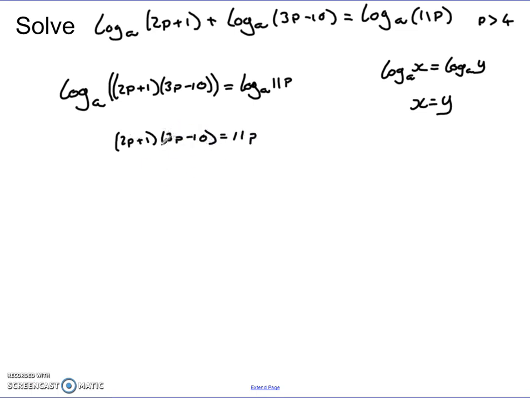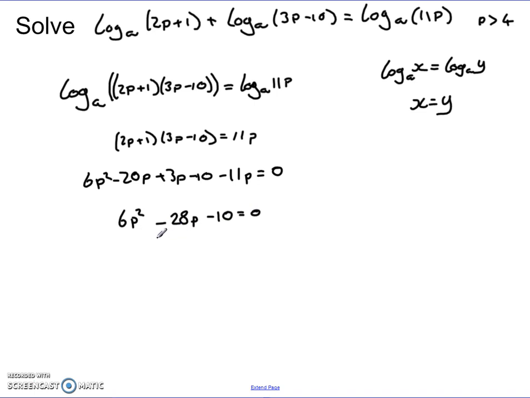Well, this is going to multiply out to give me a quadratic, so let's do that. So I get 6p squared, take away 20p, plus 3p, minus 10. I'm going to take the 11p over, take away 11p, it's going to equal 0. What I can then do is simplify that down. I get 6p squared, take away 28p, minus 10, equals 0. Now to solve a quadratic, factorise it, and then get our set of answers from there.